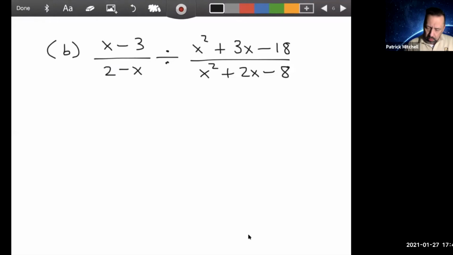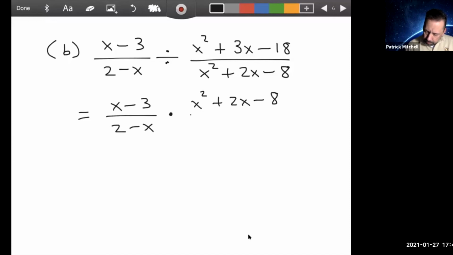First thing we're going to do is write it as multiplication, times x squared plus 2x minus 8 over x squared plus 3x minus 18. Now I have some stuff to factor, right? I have to factor those trinomials in the second expression.